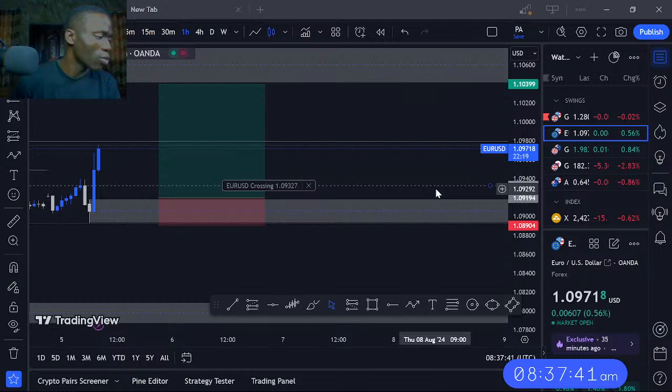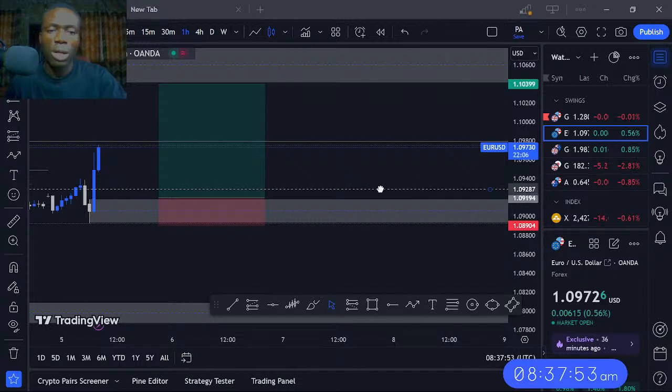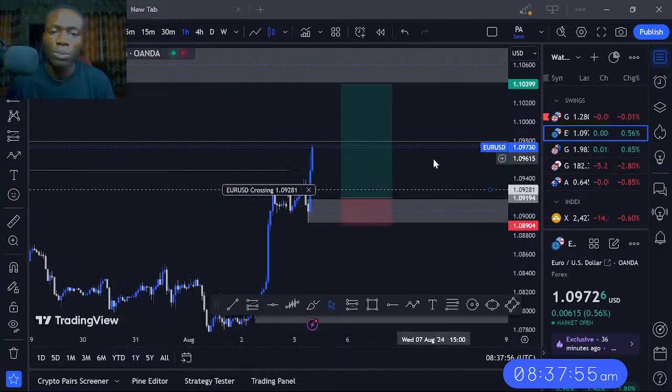So for those of you asking about Euro USD, here you actually have it over here. Euro USD is actually here now. So here you have Euro USD. Now let's move on to the next market on our list.